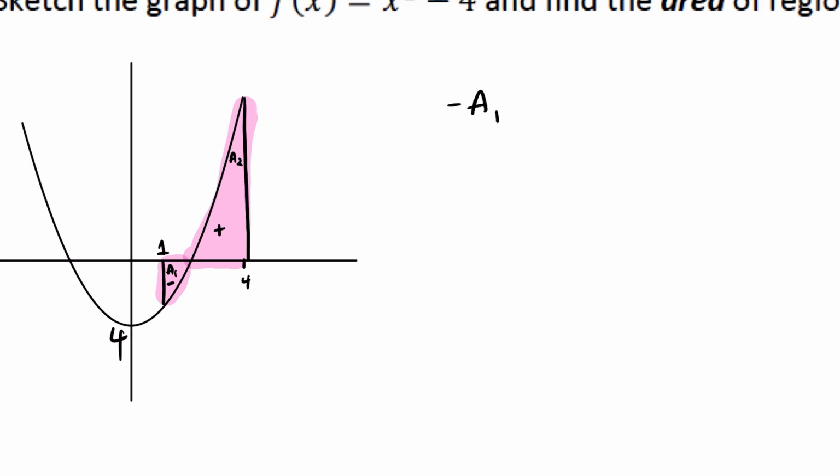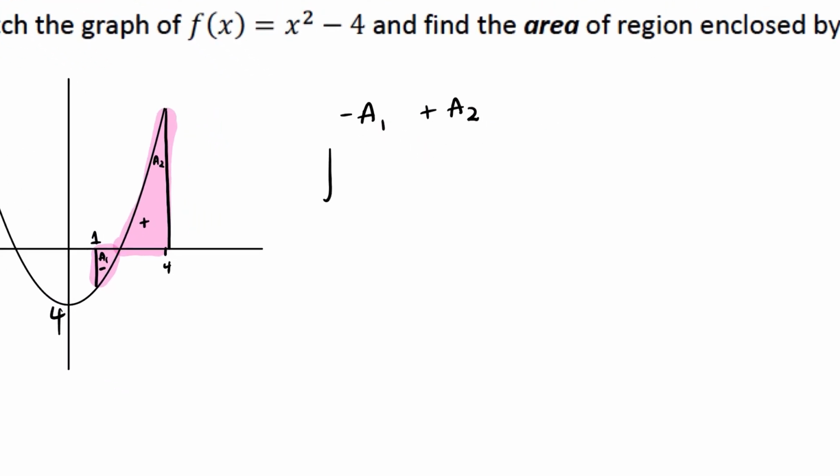I'm going to go negative A1 plus A2. I'm going to go ahead and start integrating, or rather set up my integrals. So from 1 to, well, actually I need this value first. That is going to be the x-intercept, which for this parabola is 2. So the integral of x squared minus 4 dx, plus the integral from 2 to 4 of x squared minus 4 dx.